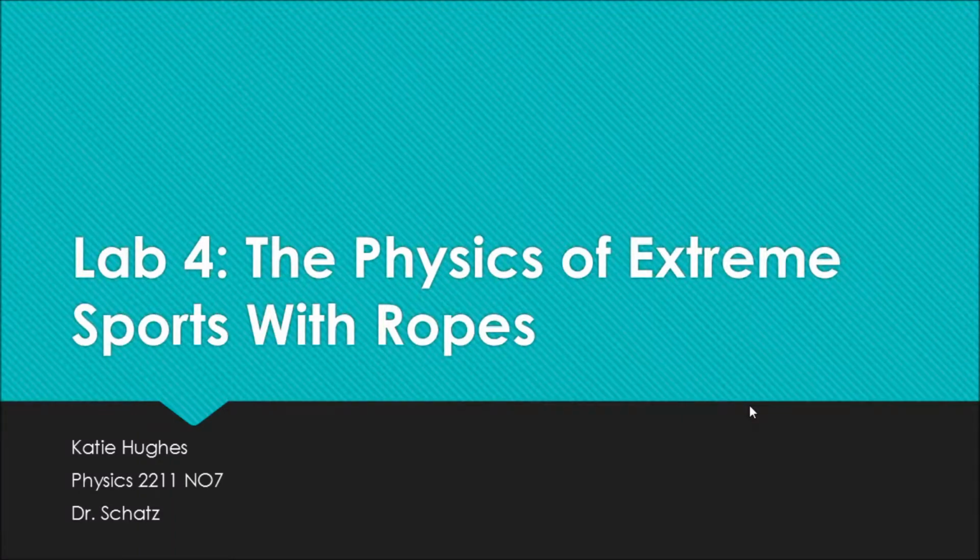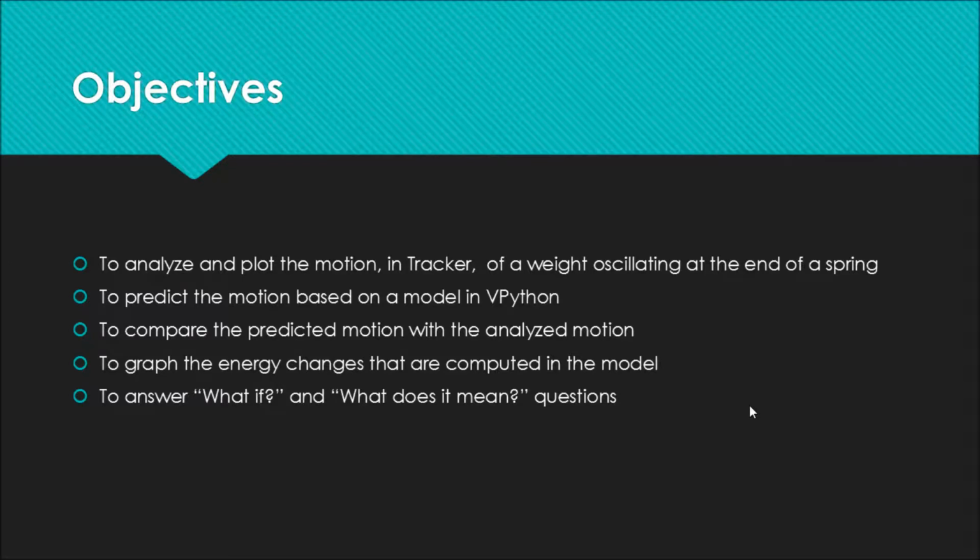Hello, this is my lab report for Lab 4, the physics of extreme sports with ropes. The objectives of this lab were to analyze and plot the motion and tracker of a weight oscillating at the end of a spring, to predict the motion based on a model in VPython, to compare the predicted motion with the analyzed motion, to graph the energy changes that are computed in the model, and to answer what if and what does it mean questions.